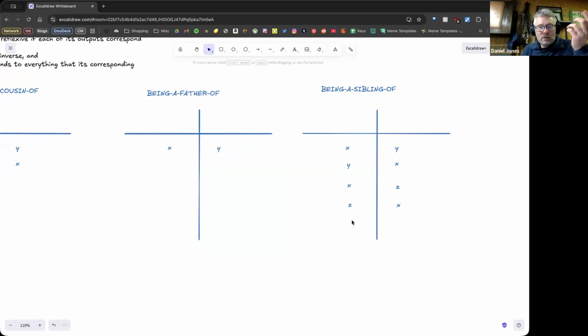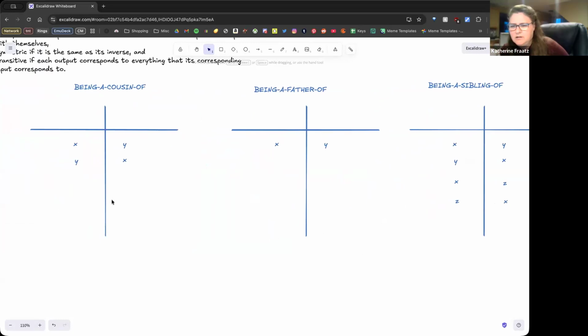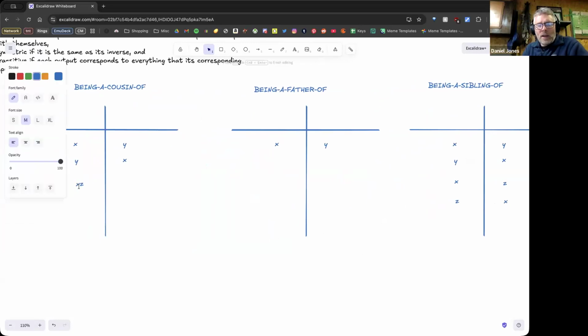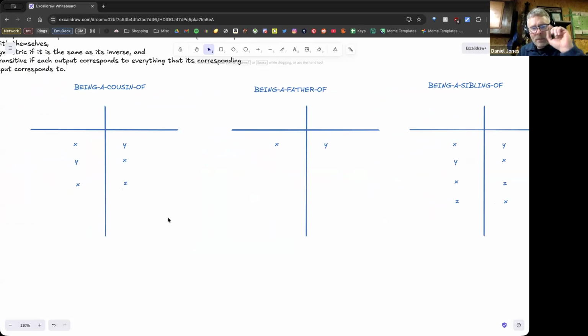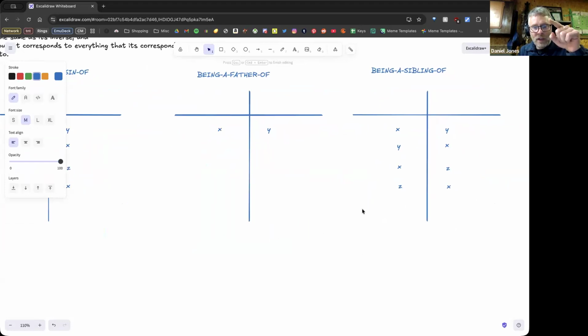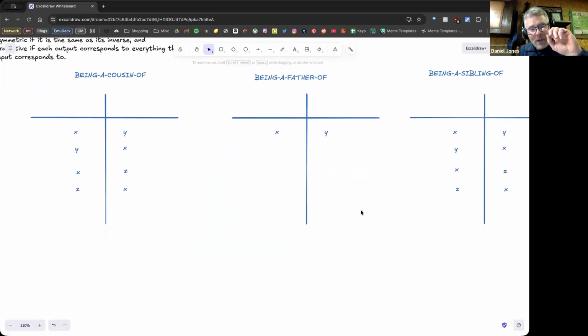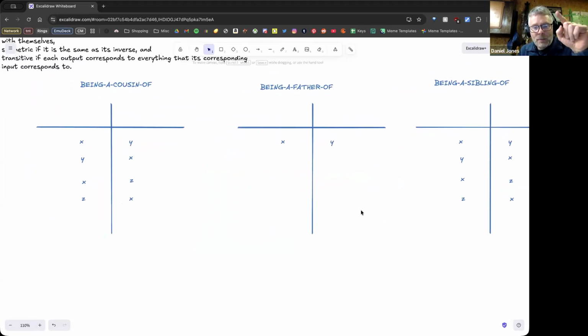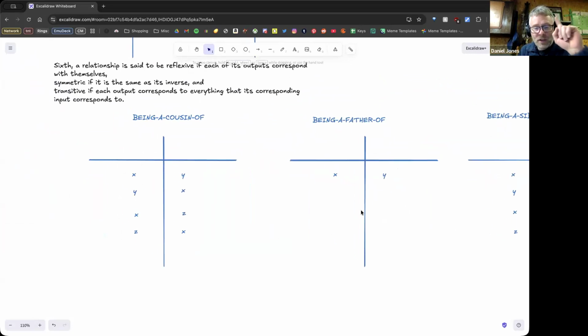Couldn't I be the cousin of Daniel and the cousin of Bill? You could be, but it's not transitive because it's only transitive if it works every time. So if I'm the cousin of Kathy on her dad's side, but Chris is the cousin of Kathy on her mom's side, Chris and I are not necessarily related at all.